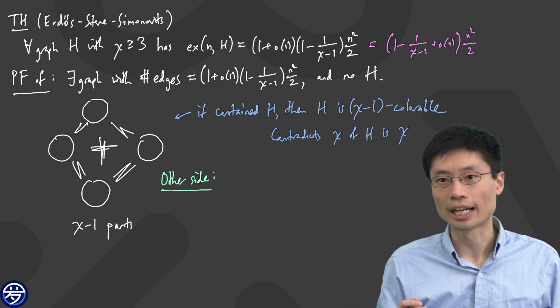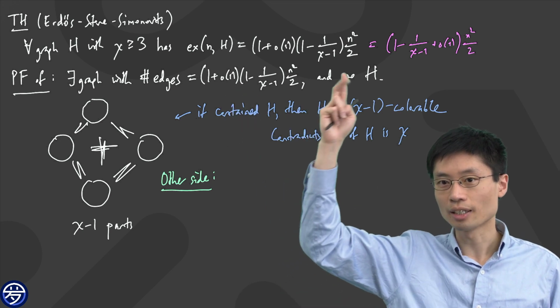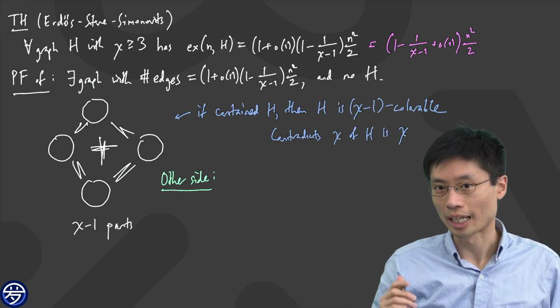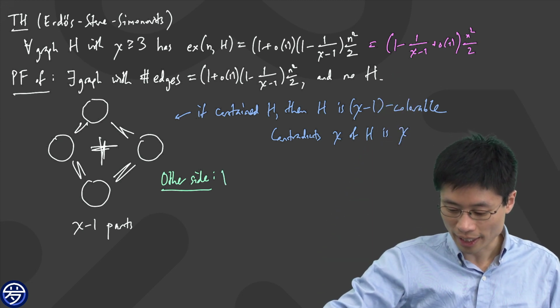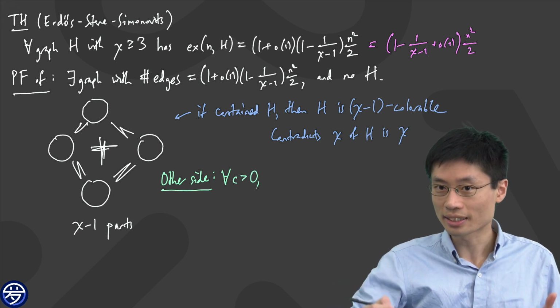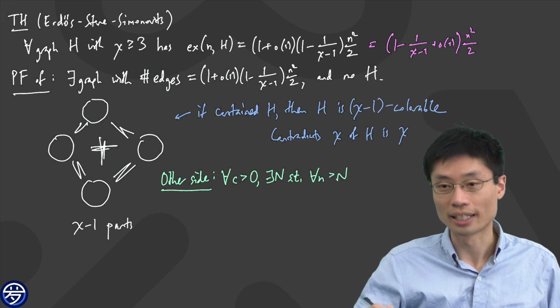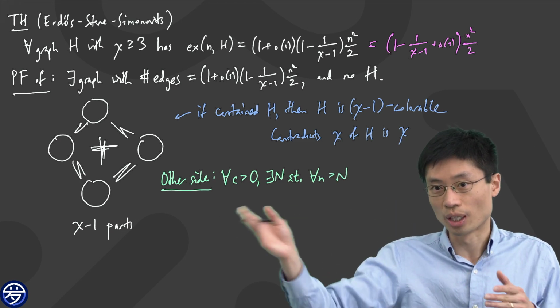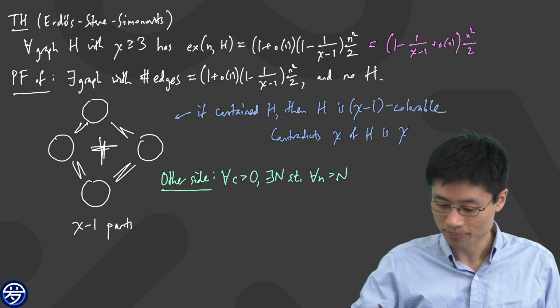And for the other side, I'm actually going to write something instead of the 1 plus little o of 1. In fact, I will use this pinkish purple type expression instead. I'm going to write that for every c which is bigger than 0, there exists a big N, such that for all of the little n's which are beyond the big N, which is some kind of a threshold beyond which interesting stuff happens, and the little n is how many vertices we're going to have.